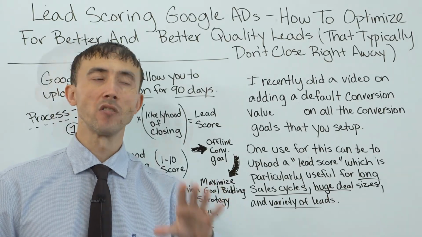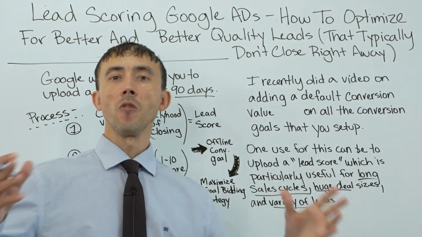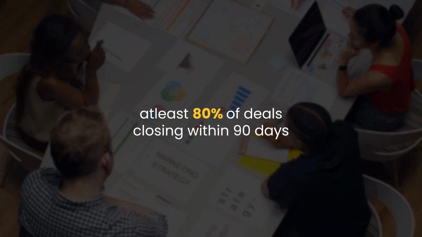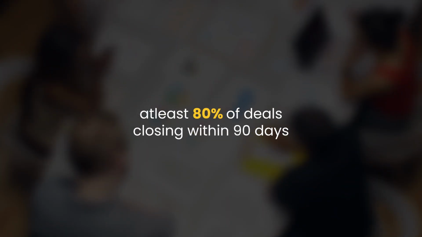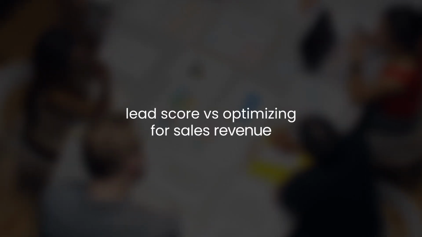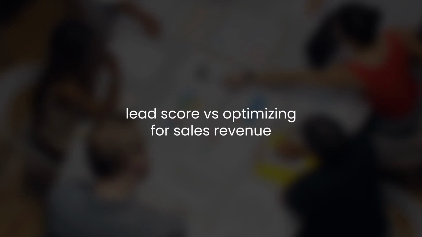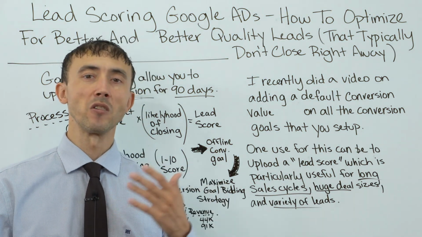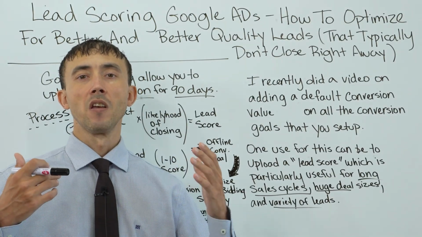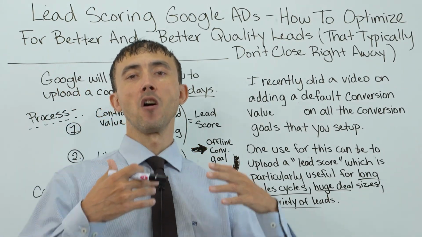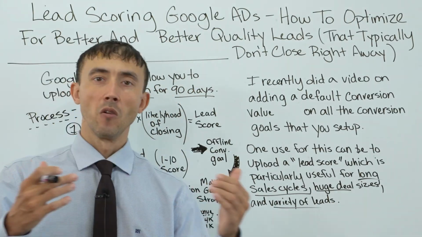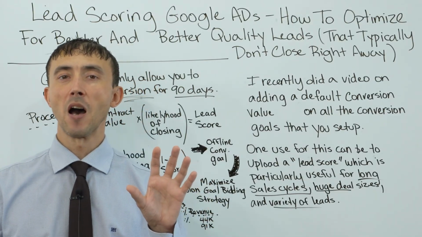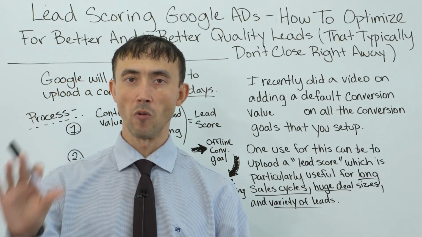90 days. So in other words, if you go through your sales data and you don't typically see at least 80% of deals closing within 90 days, you want to optimize based upon this so-called lead score versus optimizing for the sales revenue, because there's enough data that you're missing, in that particular scenario, that you're better off optimizing on a lead score than the actual sales revenue. And just to tell you the threshold or the cutoff where you would typically want to optimize for lead scores versus revenue.